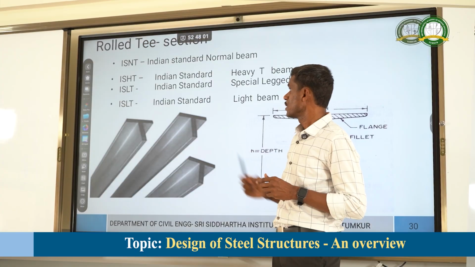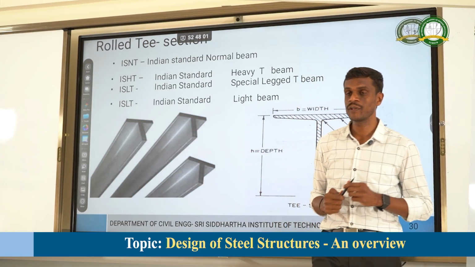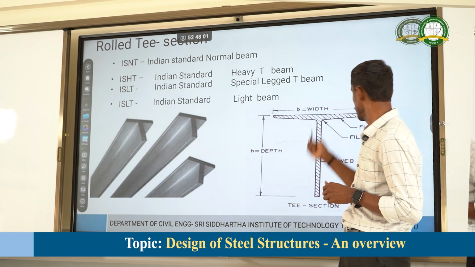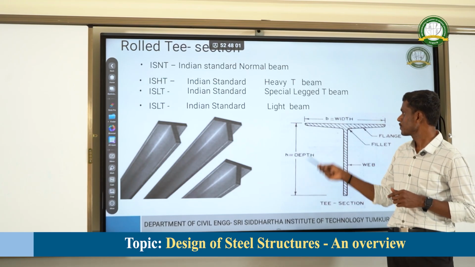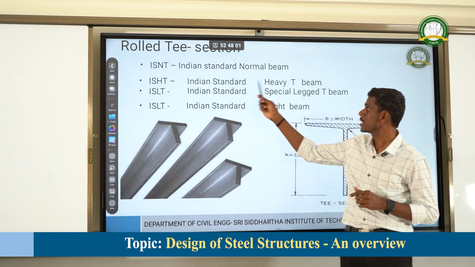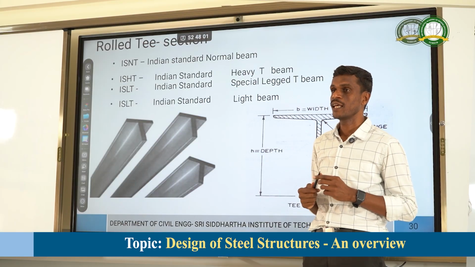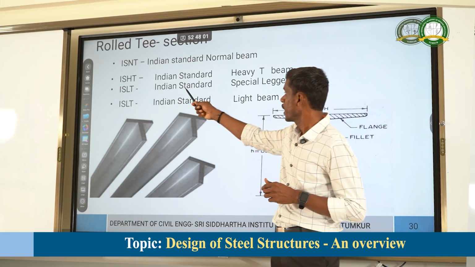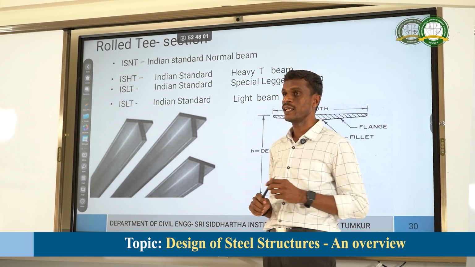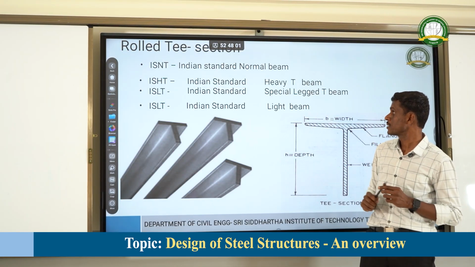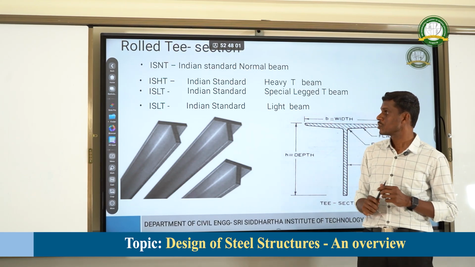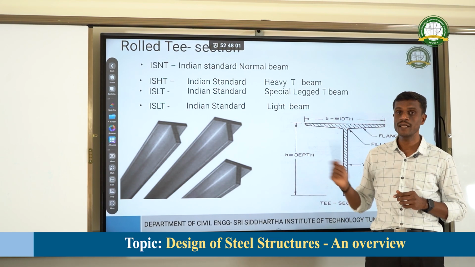Next are rolled T sections. T sections are going to be used. They have a flange on both sides, along with the depth. Here the depth is H and B is the width of the section. Here we come across ISNT, Indian Standard Normal T section. Next one is ISHT, Indian Standard Heavy T section. And next is ISLT, Indian Standard Light, that is special legged T section. Next ISLT is Indian Standard Light T section. So these are the four sections which are usually preferred in T sections.